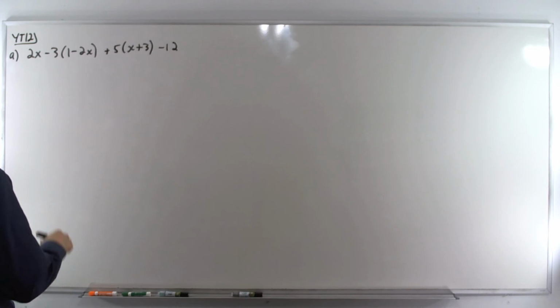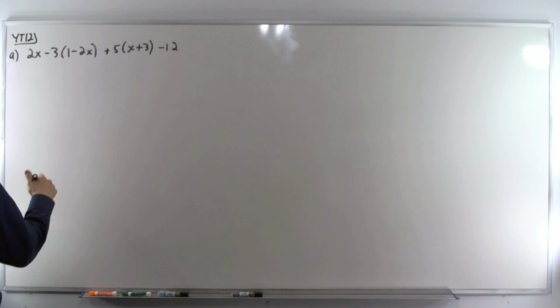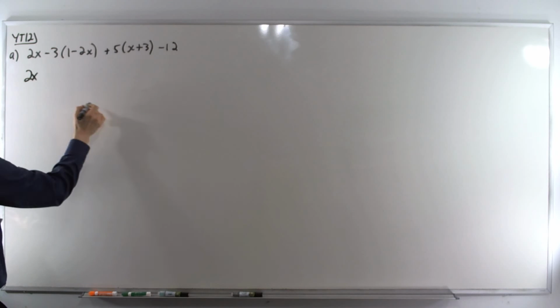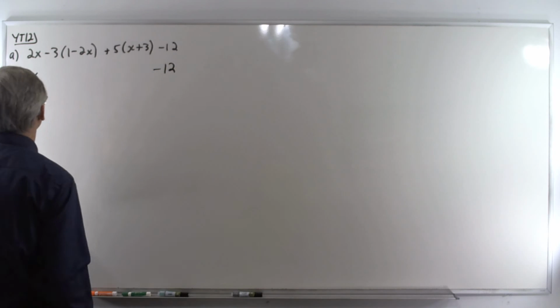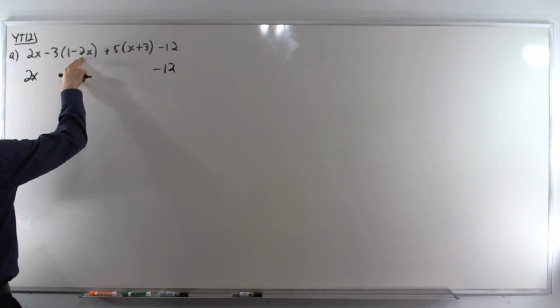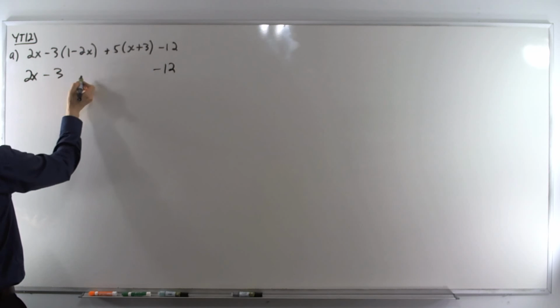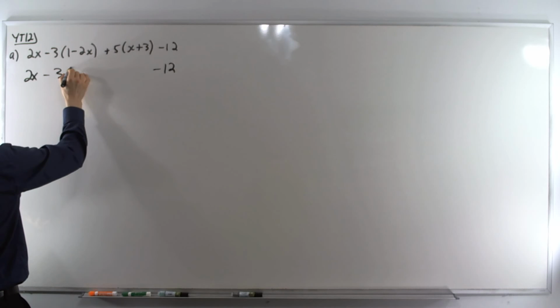Part A. So we're keeping the 2x, not touching that, not touching the 12 on the first step. First step, we're going to distribute into these parentheses. So that is -3. -3 times -2 is +6.